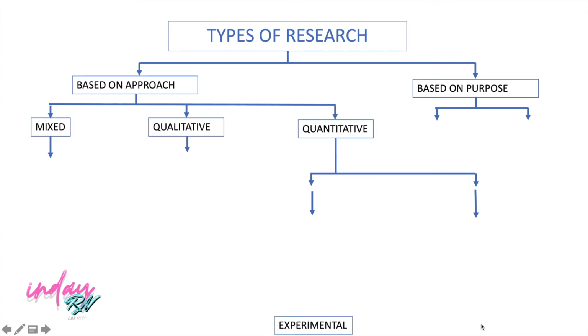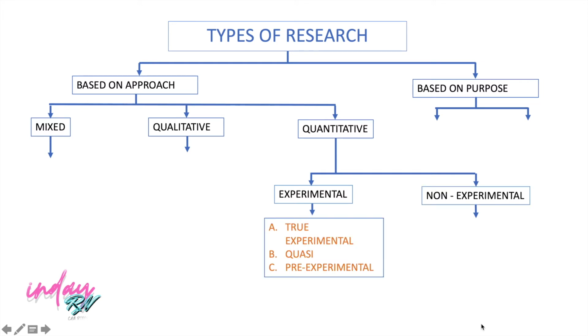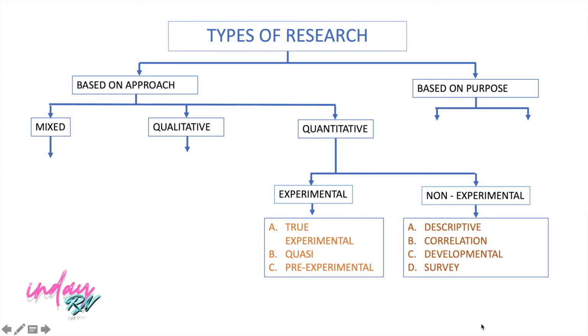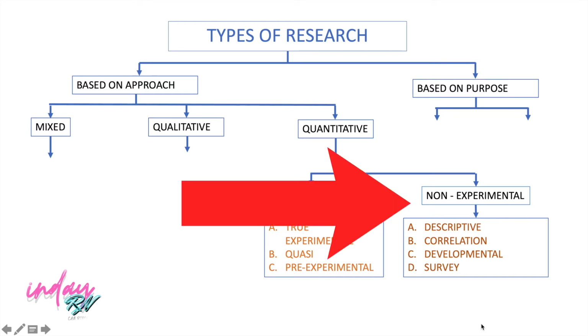Here in quantitative researches, we need to understand the two types here. We need to understand the differences between the experimental or non-experimental researches. And here in experimental researches, there are three types: true experimental, quasi-experimental, and pre-experimental. All the descriptions will be mentioned later on, or it will be explained on the next slides. Meanwhile, on non-experimental, we are going to understand the differences among descriptive, correlation, development, and survey.